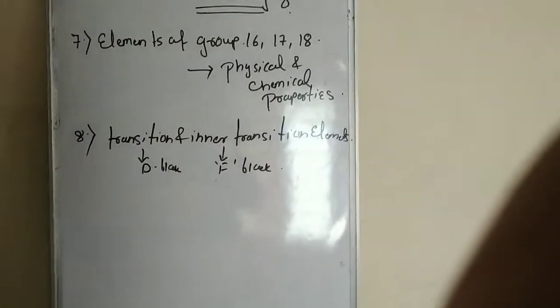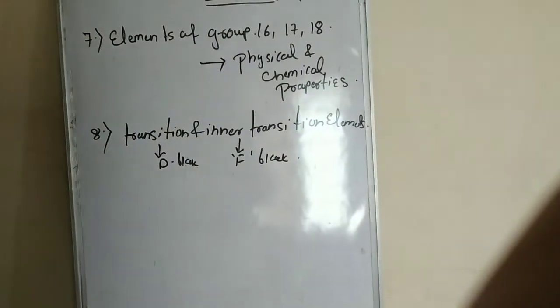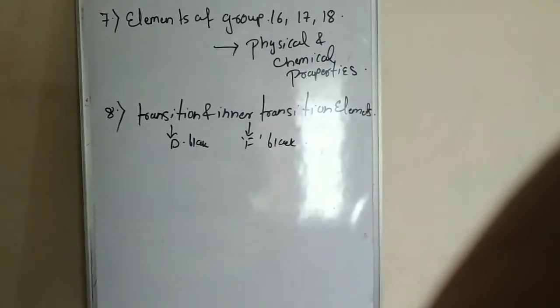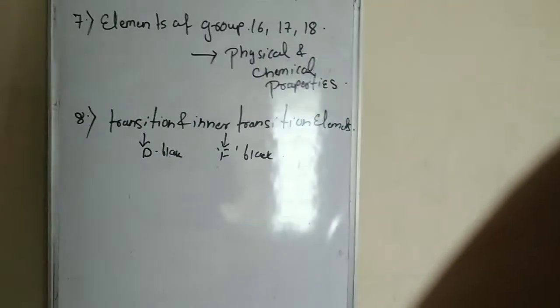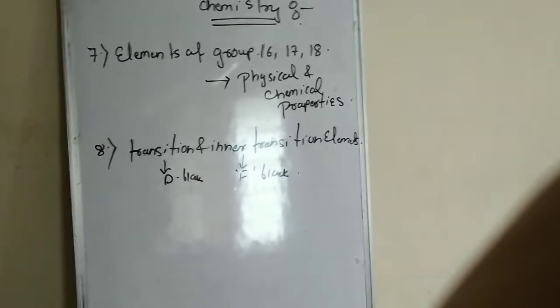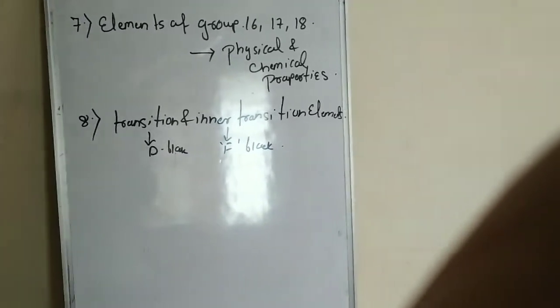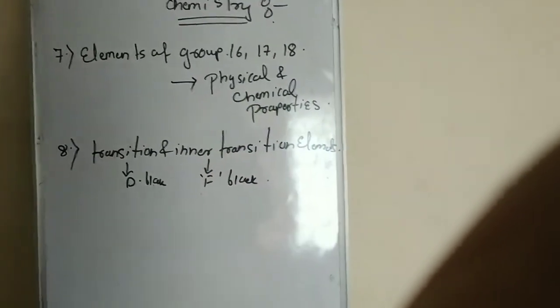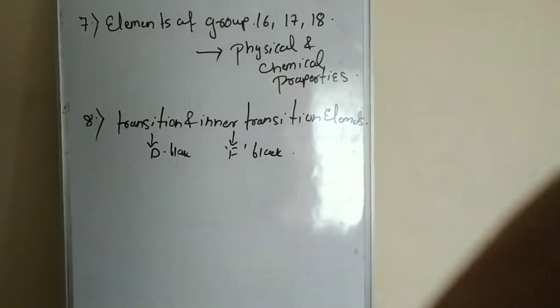From this chapter mostly we have to deal with logical questions. For example, the question asked is why copper salt is colored and zinc is colorless in nature, right? So it happens due to d-d transition. So what is d-d transition? We will discuss when we start with the chapter transition and inner transition elements, right?